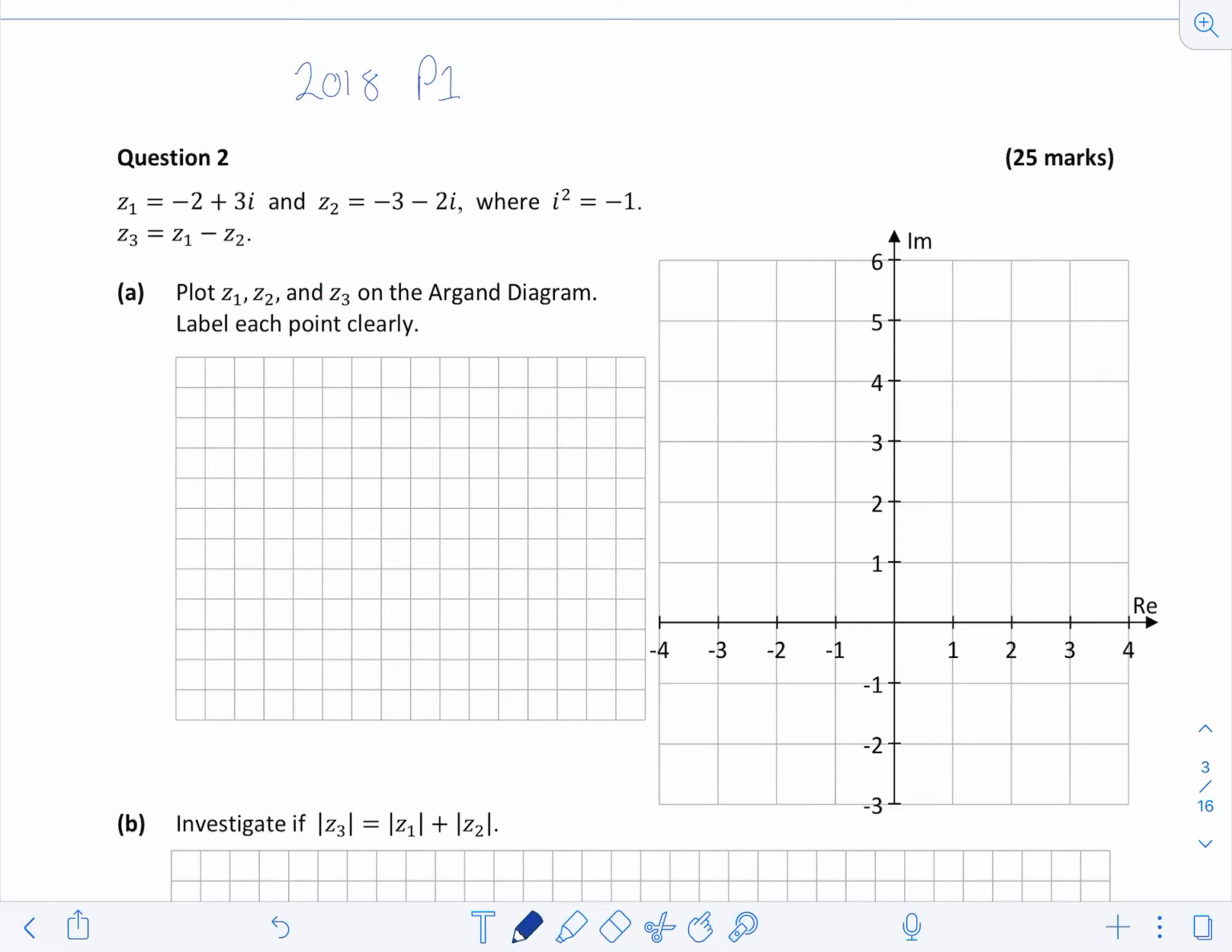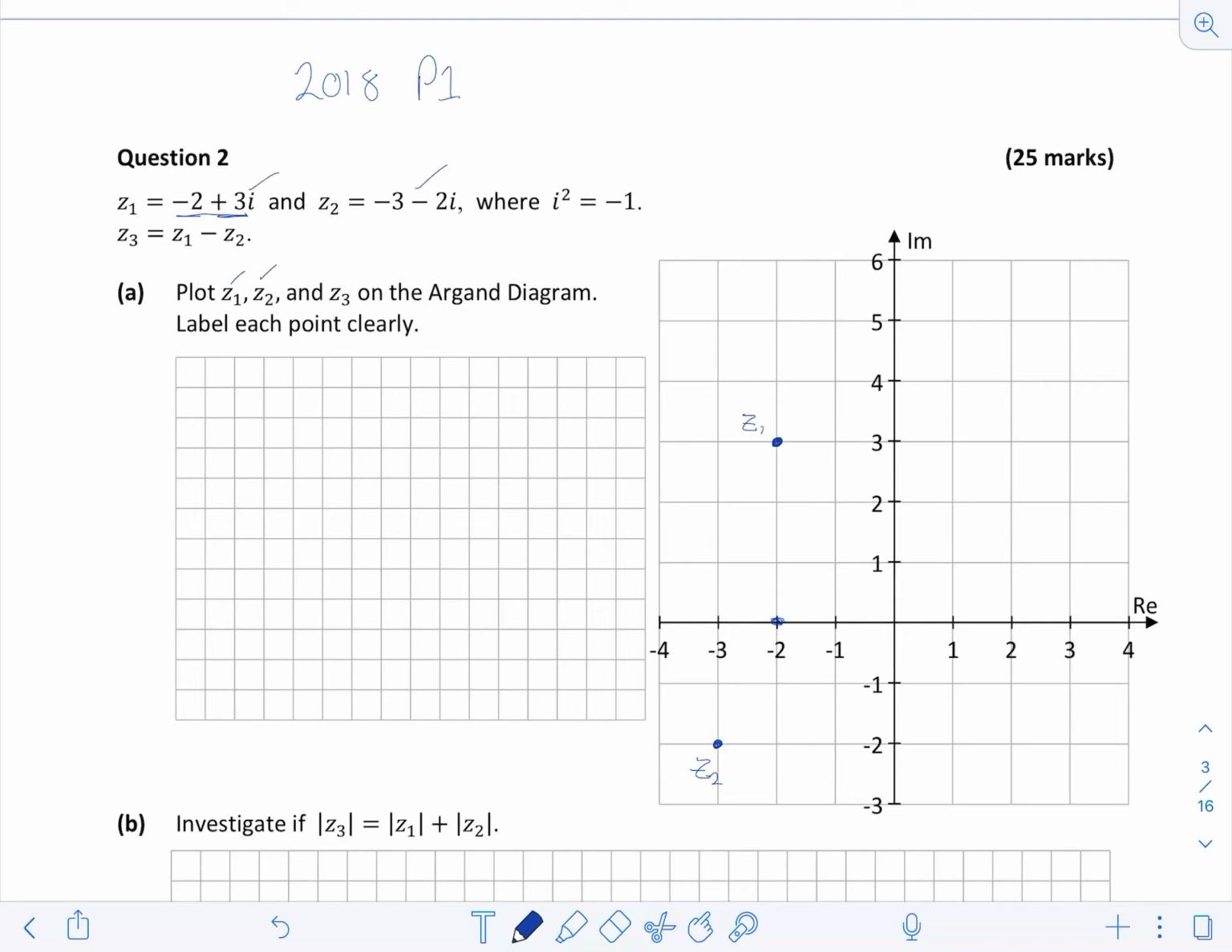Plot Z1. So it's minus 2 plus 3i. So it's about there. So that's where Z1 is. And then we're asked to plot Z2. So Z2 will be minus 3 minus 2i. So Z2 will be down there. So these two are plotted.